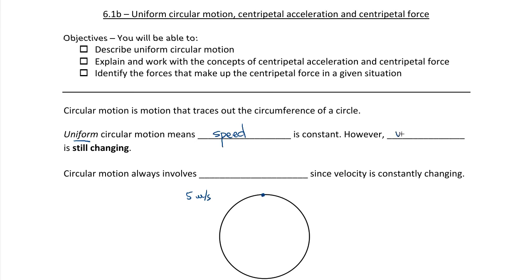However, velocity is still changing. Remember, velocity is a vector. It has both magnitude and direction, and the object's velocity is changing as it goes around the circle. At the top, let's say it's moving with an instantaneous velocity that's in that direction, right? Because it's tangential to the circle. At the side, it would be moving down like that. That would be its instantaneous velocity, downwards. And so its velocity is always changing.